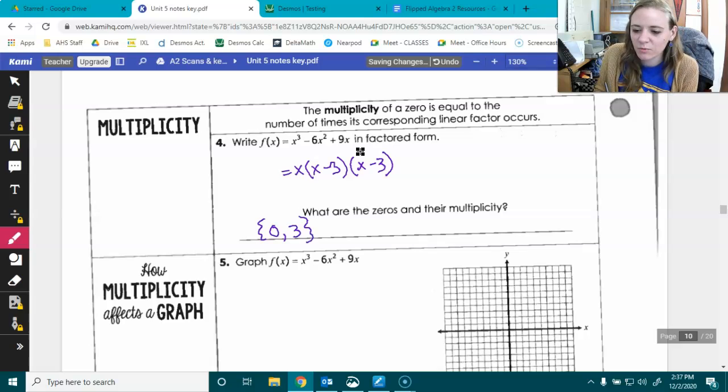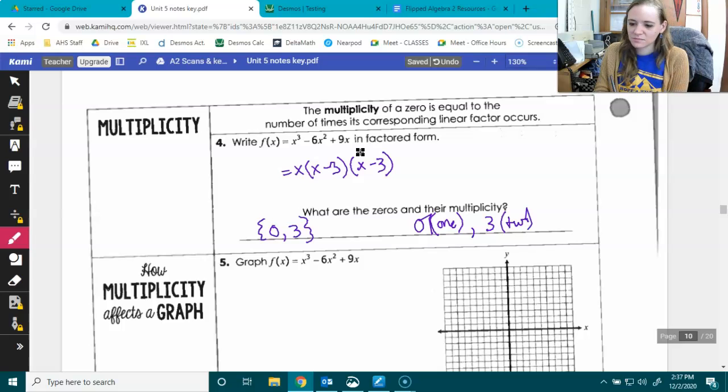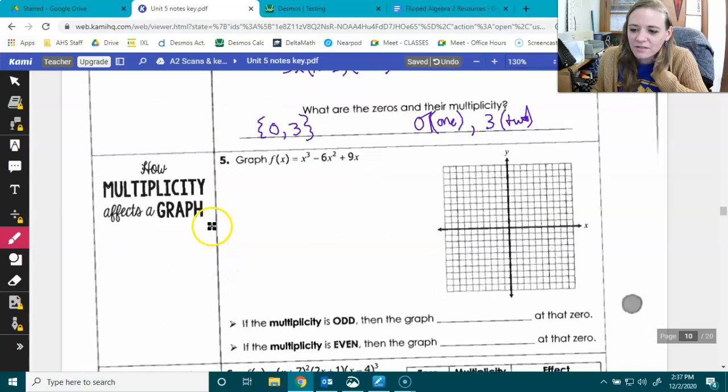So these are the zeros, and what's their multiplicity? So 0, what that means is how many times do we get the answer 0? Only once. So the 0 has a multiplicity of 1. It's only used one time. And what's the multiplicity of the 3? Well, we had that twice. So its multiplicity would be 2. Okay. So hopefully that makes sense. Multiplicity is just how many of those factors have that same answer. That's all it is. Okay, then how does it affect the graph? We've kind of already mentioned this.